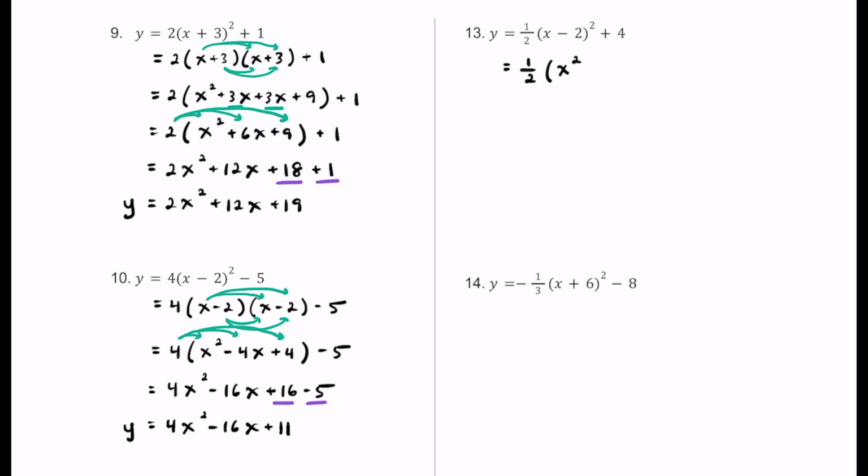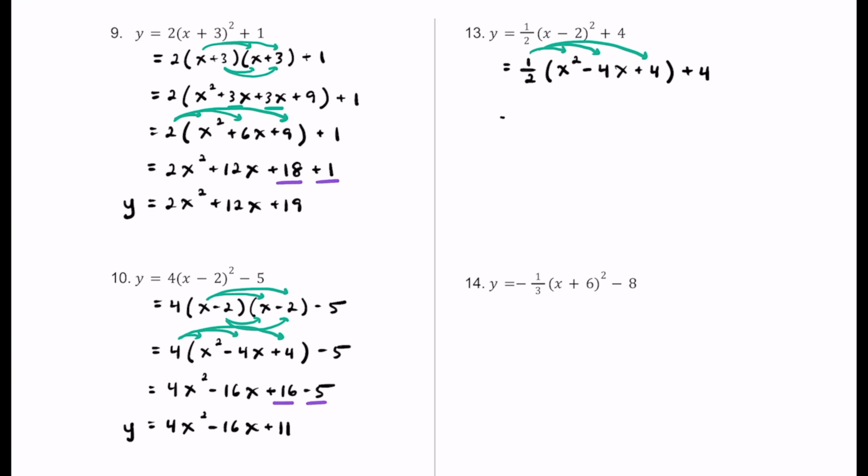-2 times x is -2x. We'll have two of those, so -2x and -2x make -4x, and then plus 4. So if you want to pause and write it out, go ahead, but that's the trinomial you should end up with. And then we have a plus 4 at the end. Then we'll go ahead and distribute this 1/2 to all three of these terms.